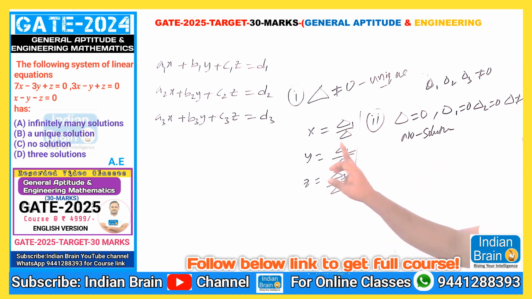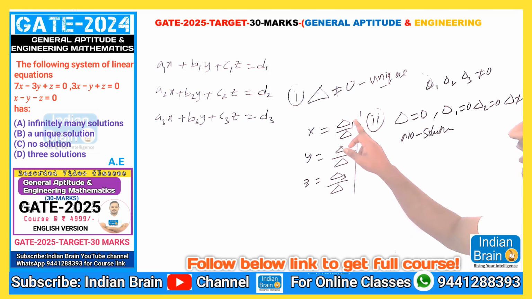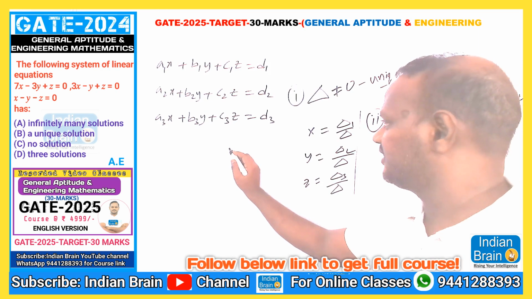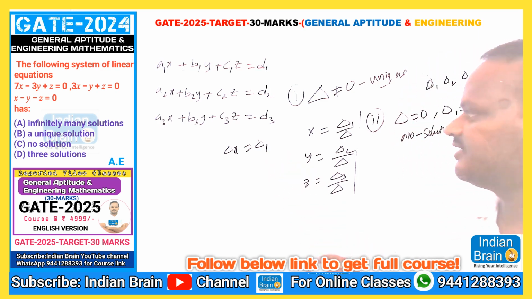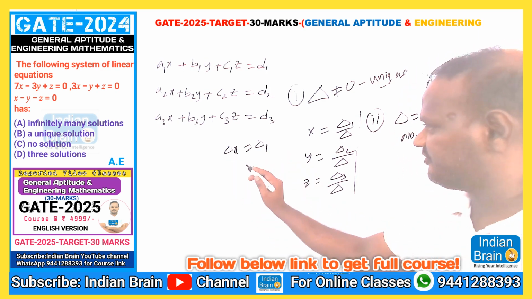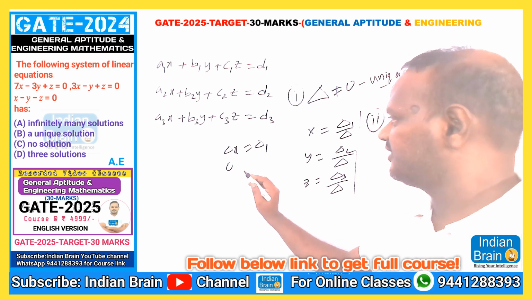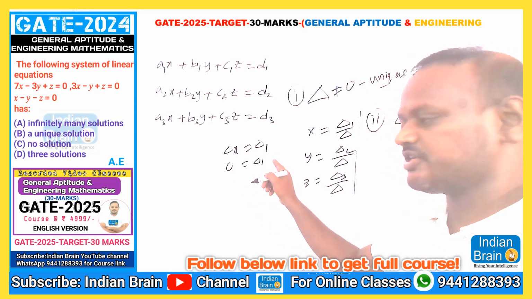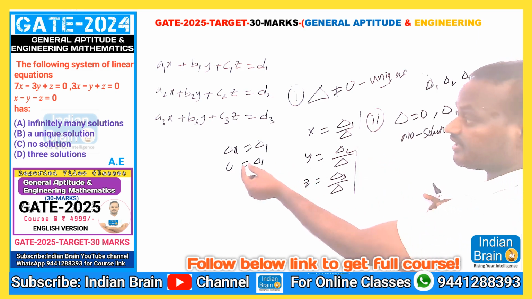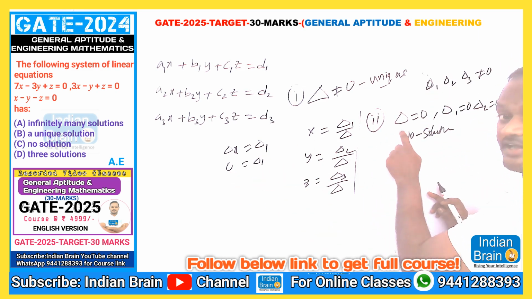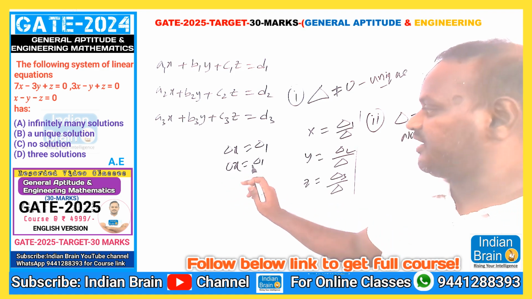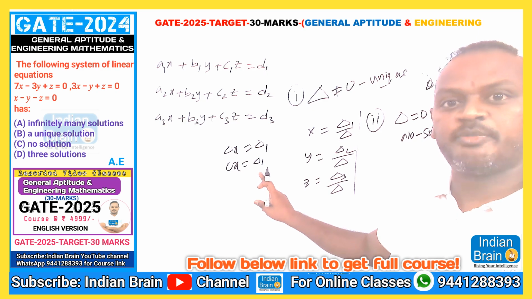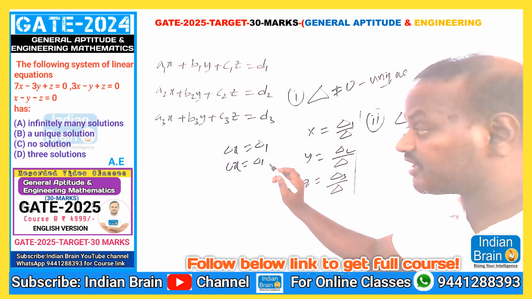Second case. I want to get the x value, that is delta 1 by delta. If I multiply this delta value on this side, delta x is equal to delta 1, right? If delta is equal to 0, then x into 0 will be 0, and then delta 1 is also 0. When delta is equal to 0, 0 into x should be 0 only. It cannot be non-zero.